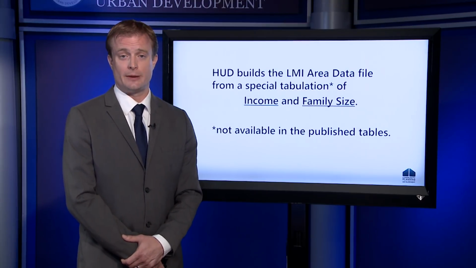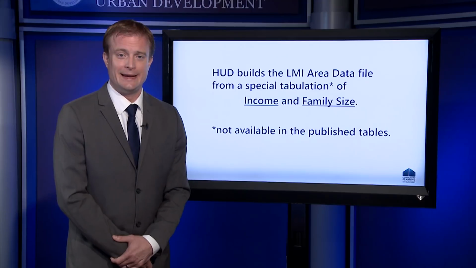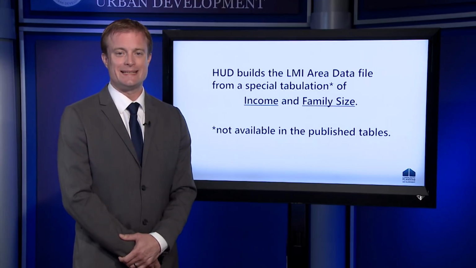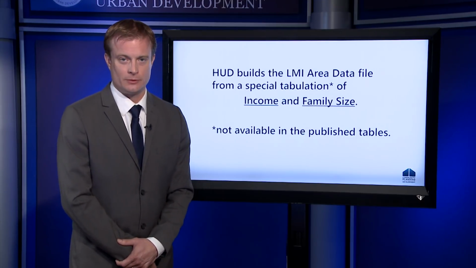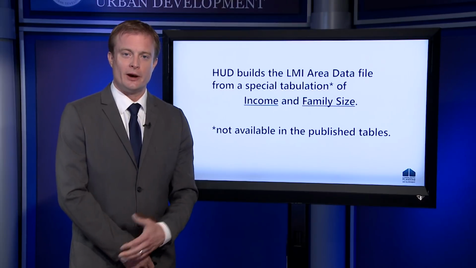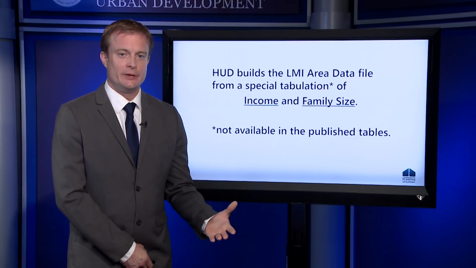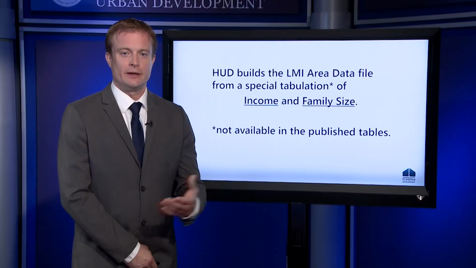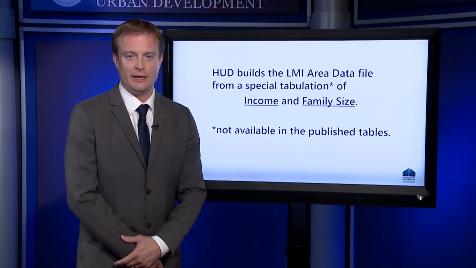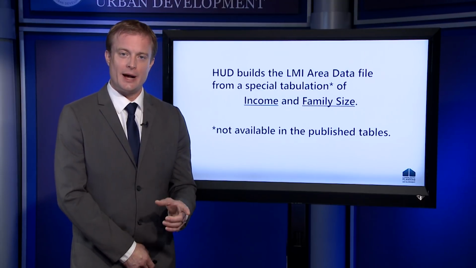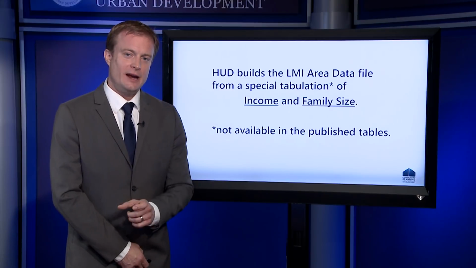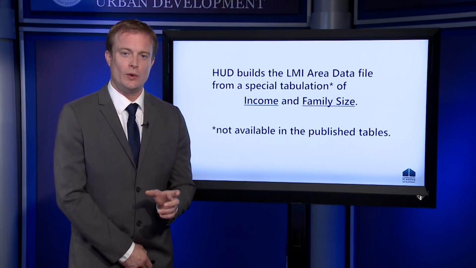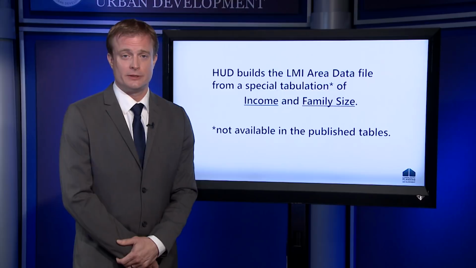Now, we build our data from data provided to us by the US Census Bureau in what's called a special tabulation. This is because the data that we receive from the Census Bureau is not available on public tables. You're not able to go to American Fact Finder and look up data from the Census Bureau that corresponds exactly to the data that we need for our program, because we combine income and family size tables in such a way that's not available in the public tables.